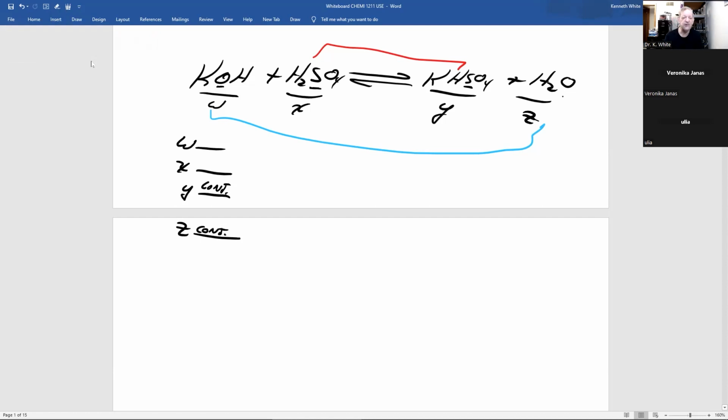Now, I'm going to let you try and figure out, is W an acid or a base? Is KOH an acid or a base? And is H2SO4 an acid or a base? If one's one, then the other is the other thing. Your turn.